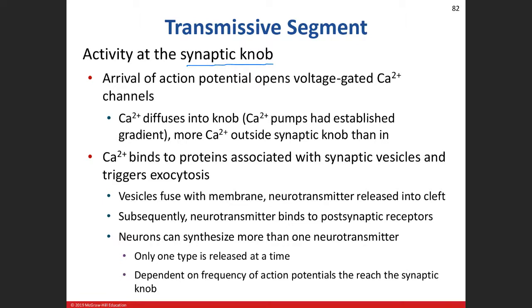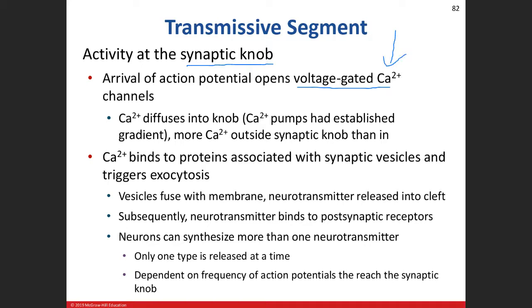We generated our action potential. We initiated it at the axon hillock, we propagated it, we kept it going all the way down the conductive segment of the axon. And it arrives here into the transmissive segment. So our action potential arrives, and now we have a new player in the game: voltage-gated calcium channels. Remember, the first word tells us what the stimulus or modality is going to be, so we need a change in the membrane potential. And the other term in there, the label, is calcium. That's what's going to travel through our channel once we open it.